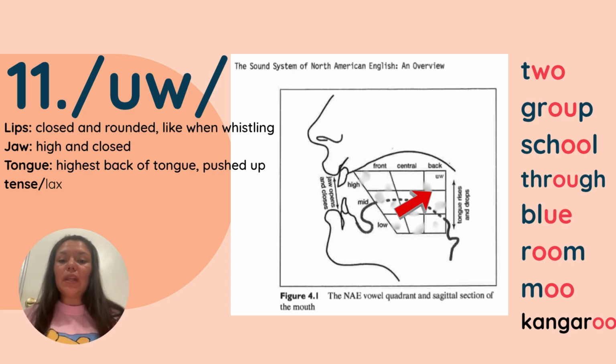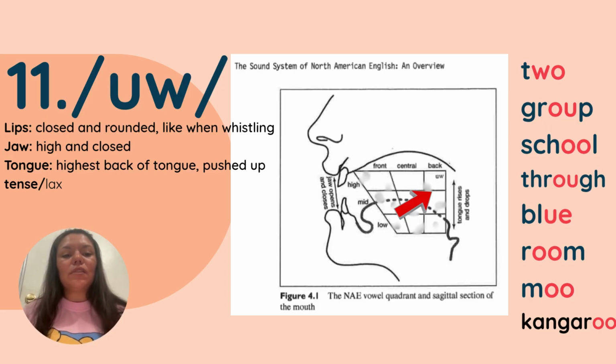The 11th simple vowel phoneme in English is oo. Now, when I'm making an oo sound, my lips are closed and rounded, like when whistling. Oo. My jaw is high and closed. My tongue is highest, the back part of the tongue is pushed up, and we can see it here in the quadrant that it is high and back and up. This is considered a tense phoneme.